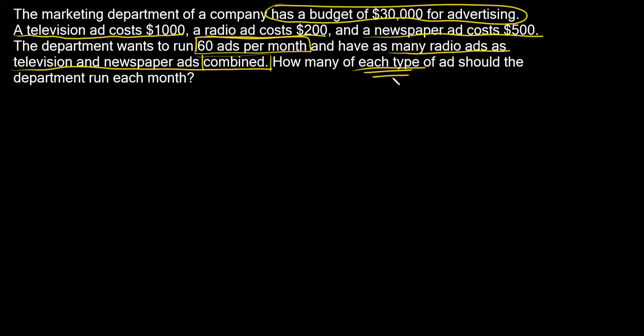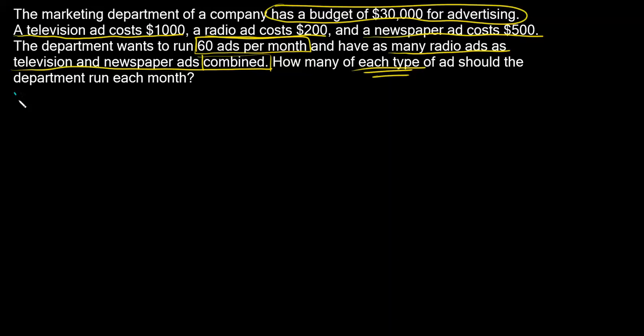Now I went ahead and underlined that each type a couple times because that's actually a very important piece of information. A lot of times when people are doing these particular word problems, they really struggle on figuring out what our variables are. And what's kind of interesting is that the question itself is generally going to tell you what the variables are, or at least what they should be, okay? In this case, we're saying how many of each type of ad should the department run. That's what we're trying to find. Each type. How many of each type of ad, okay? So that's exactly what our variables are going to be.